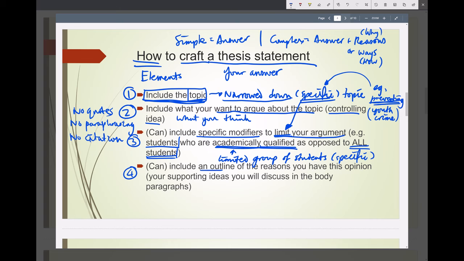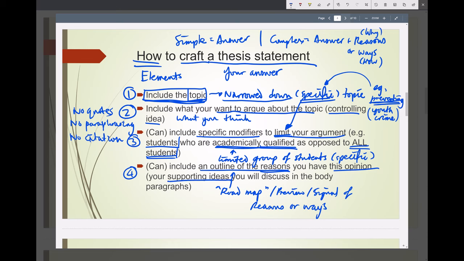Here, the next one, we include an outline of the reasons. So this one, you can see in sentence 2. So again, this is kind of your roadmap. I'll put those in quotes, like a preview or a signal, something like that. Again, these are reasons or ways of your opinion. And you'll see these supporting ideas again in the body paragraphs.